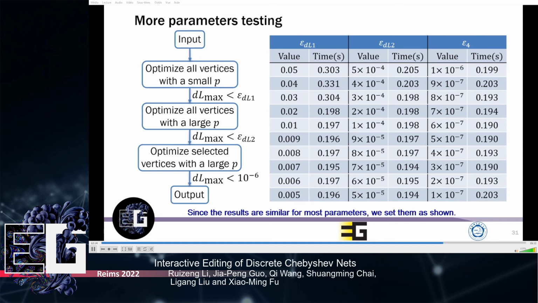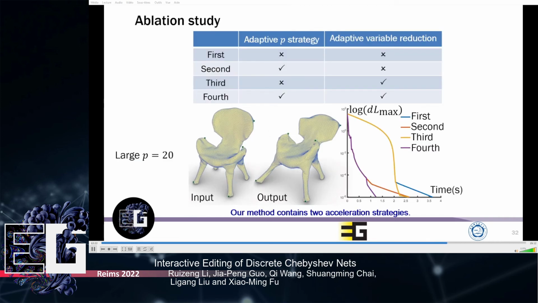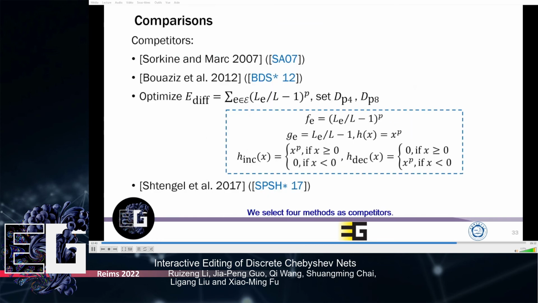We test 3 parameters in our workflow with more options. Since the results are similar for most parameters, we set them as shown. Our method contains 2 acceleration strategies. Here we perform an ablation study to show how each strategy improves the convergence rate. 4 methods are studied as in the form. It shows that both strategies contribute to optimization acceleration.